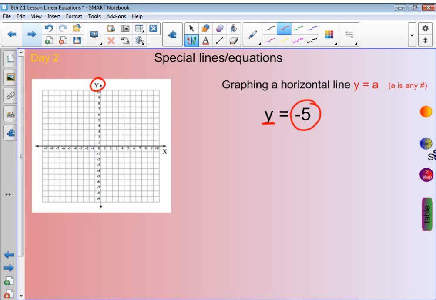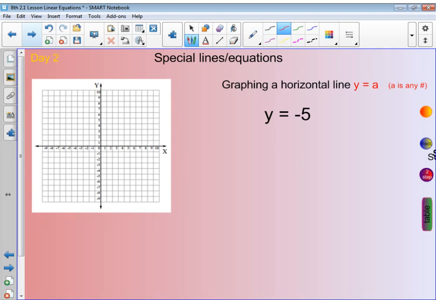So here's my y line. I'm going to find -5, which is right here, and I'm going to graph across that. Okay, so that is the line that would be a solution for y equals -5. Okay, so let's try another one.